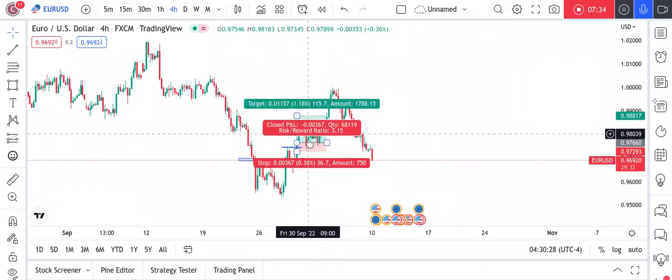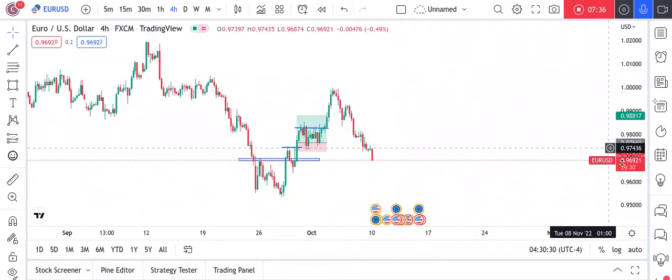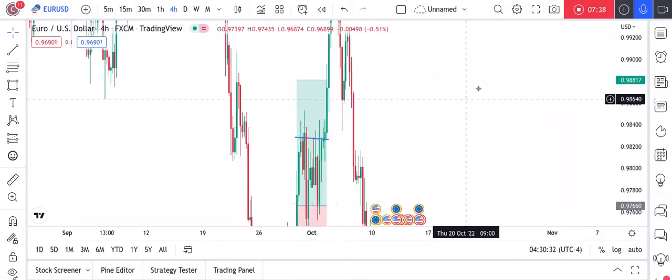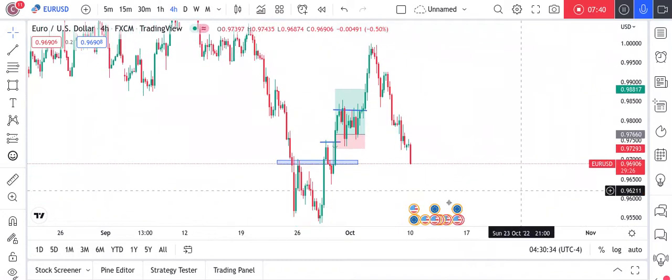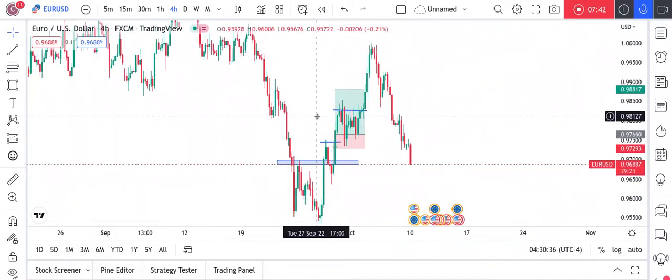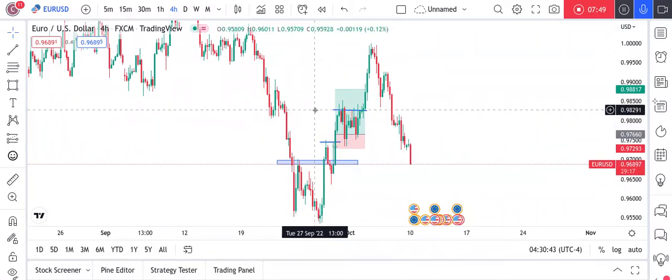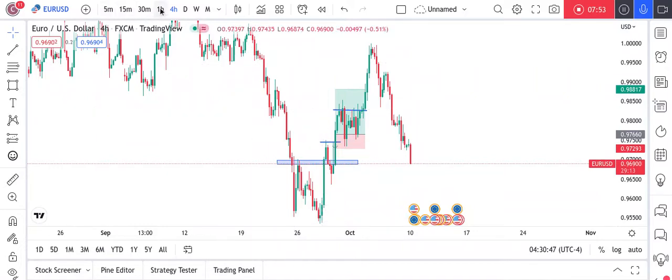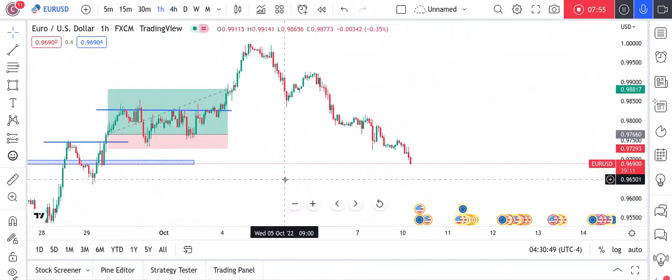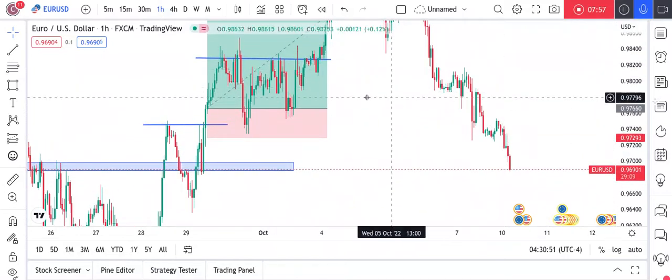We have a supply zone. I don't know if you can see this. In there, we have a bit of supply. You see that supply zone. So price was trying to sell off until we actually broke above. That break above that structure level gives us another entry. So going to the H1, we can actually take advantage of that break.